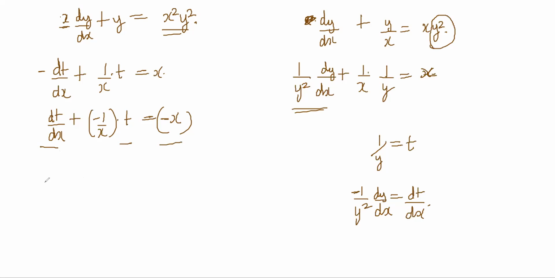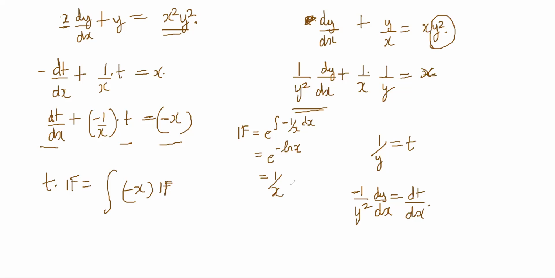So solution of this will be t into integrating factor is equal to integral of minus x into integrating factor. And integrating factor is equal to e power integral of minus 1 by x dx, so e power minus ln x, which is 1 by x. So t by x is equal to minus x into 1 by x, which is minus 1, so it is minus x plus c. So t is equal to minus x square plus cx.